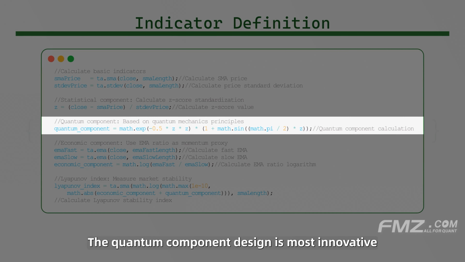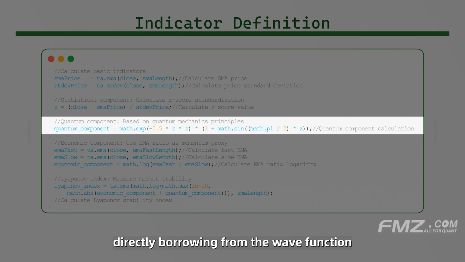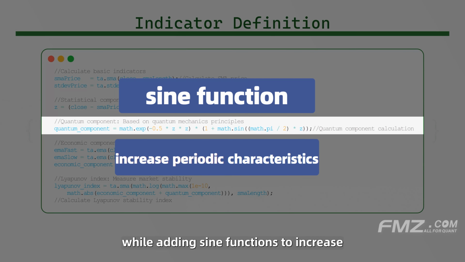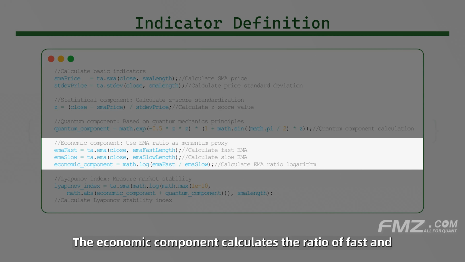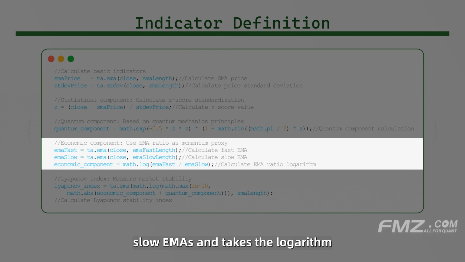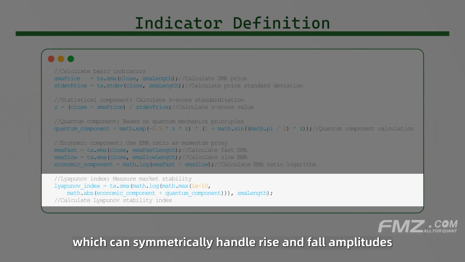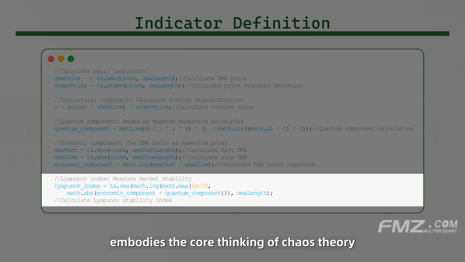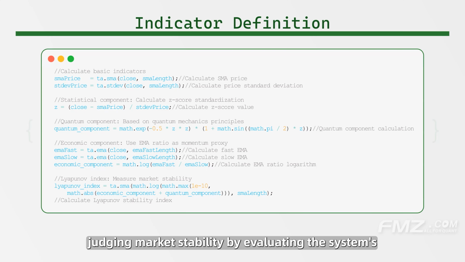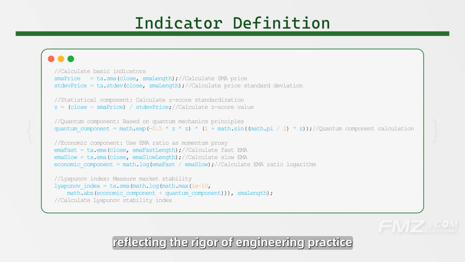The quantum component design is most innovative. It constructs a Gaussian probability density function, directly borrowing from the wave function concept in quantum mechanics, while adding sign functions to increase periodic characteristics, simulating the fluctuation properties of quantum systems. The economic component calculates the ratio of fast and slow EMAs and takes the logarithm. This processing method comes from the logarithmic return concept in economics, which can symmetrically handle rise and fall amplitudes. The Lyapunov index calculation embodies the core thinking of chaos theory, judging market stability by evaluating the system's sensitivity to initial conditions. The numerical processing in the code avoids zero-value problems in logarithmic operations, reflecting the rigor of engineering practice.